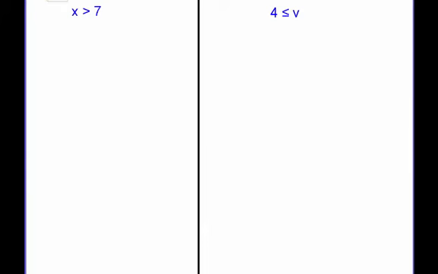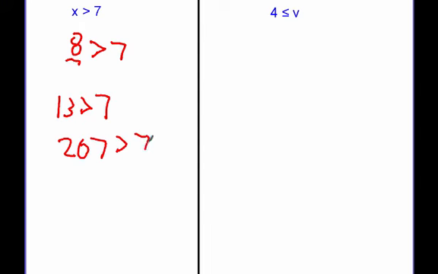So if I'm taking a look at these, I want to figure out what are some solutions that I could put in for x. What are some numbers that I can put in here that will make this true? If I read this, it says x is greater than 7. Greater than meaning bigger, so what number could go here? It needs to be something bigger than 7. That could be 8. 8's bigger than 7. It could be 13. 13 is bigger than 7. It could be 207. That's bigger than 7.